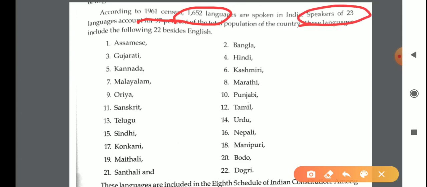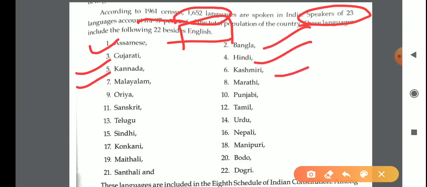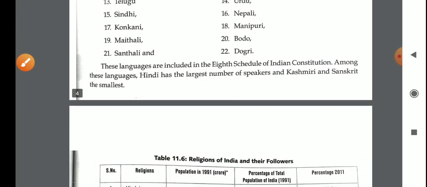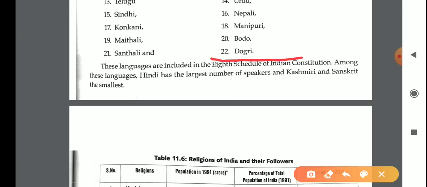One of the 23 is English, and the other 22 are Assamese, Bangla, Gujarati, Hindi, Kannada, Kashmiri, Malayalam, Marathi, Oriya, and so on. These are the 22 languages of India, which are also mentioned in the 8th Schedule of the Indian Constitution, okay. Among these, Hindi has the largest number of speakers in whole India, while Kashmiri and Sanskrit have the lowest number of speakers, okay. So you can write the linguistic composition on this basis.